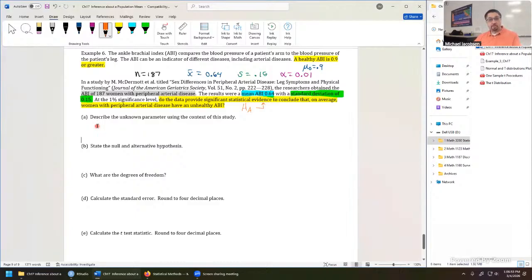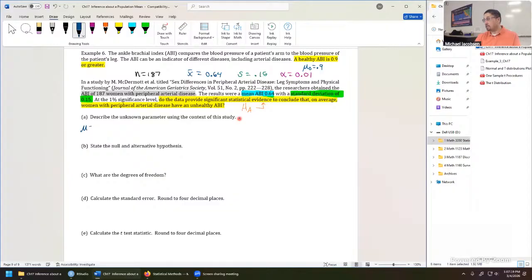Next thing we'll do is say what the parameter is in part A, state the null and alternative, and then from part C down, it just turns into a math problem, working the formulas that we stated. Any questions at all, folks, to this stage? Okay, well, going back to this part right here, here's our unknown parameter.